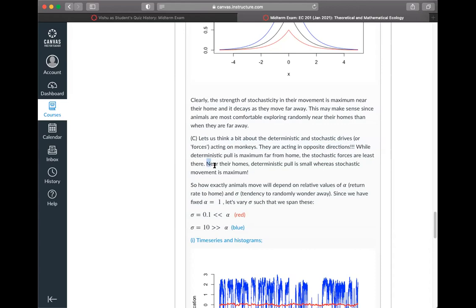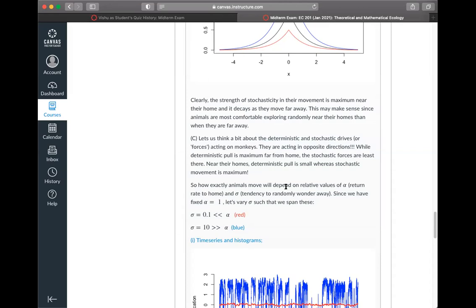And now look at what happens near their homes. Near their homes, which is the origin, the deterministic pull is small because alpha x becomes 0 there, whereas stochastic movement is maximum. Actually, I think there are a couple of you who did write this. They're acting in opposite directions, which was actually very interesting. But you notice this pattern. Is this clear to everyone? Does everyone agree with this? Yes, sir. Okay.